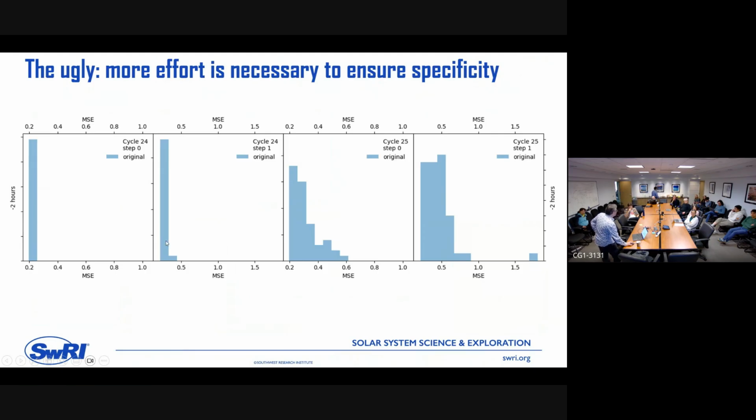But when you look at cycle 25, you have a bigger error during flaring times, but significantly more error during non-flaring times. And then if I flip the image, these are the errors that we get for 24. And these are the errors that we get for 25.